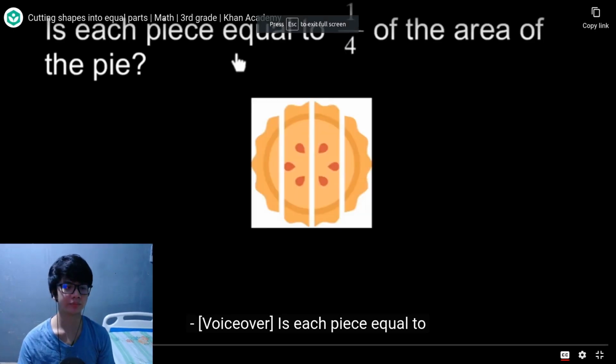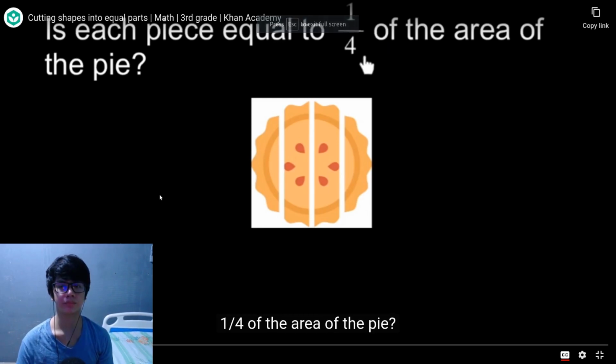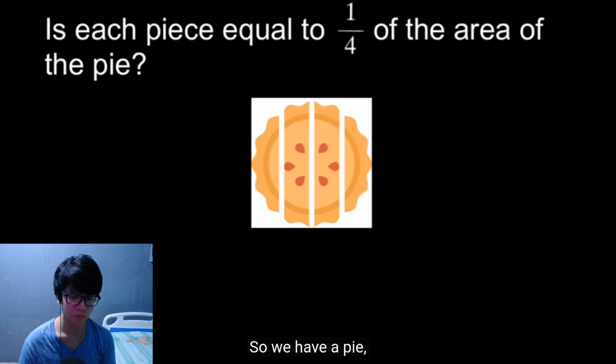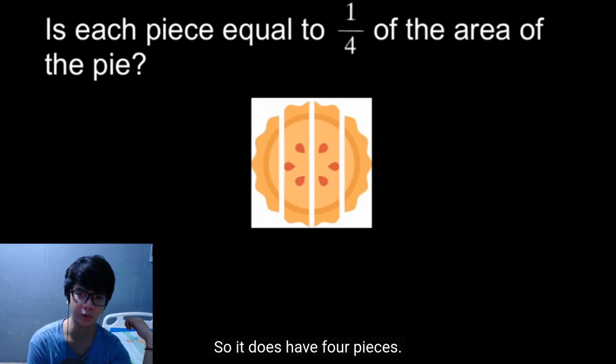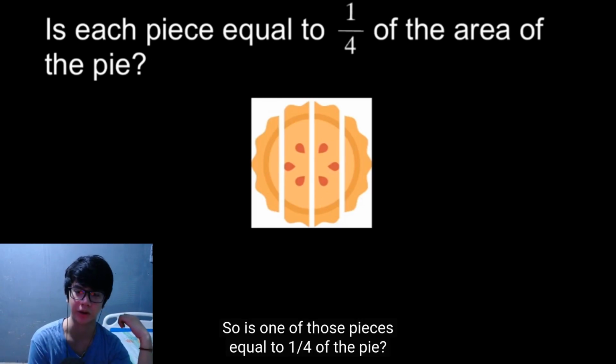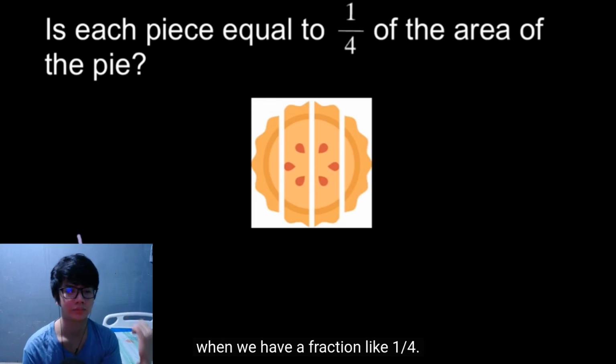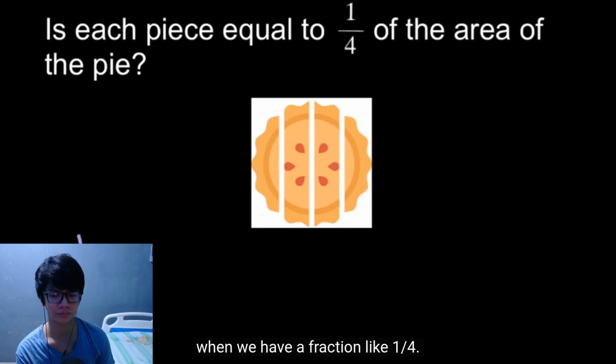Is each piece equal to 1/4 of the area of the pie? No. So we have a pie, and it has 1, 2, 3, 4 pieces. So it does have 4 pieces. But is one of those pieces equal to 1/4 of the pie? Well, let's talk about what we mean when we have a fraction like 1/4.